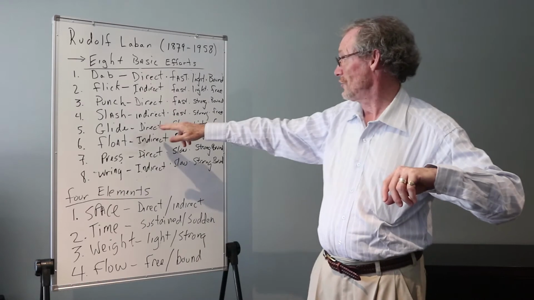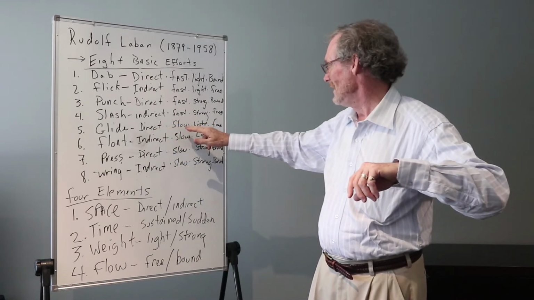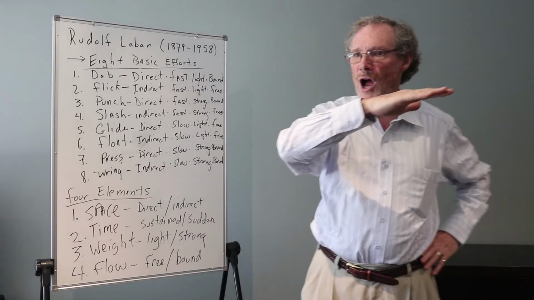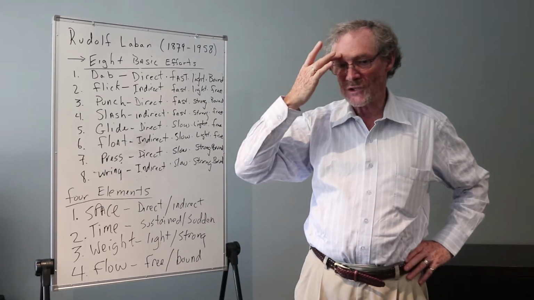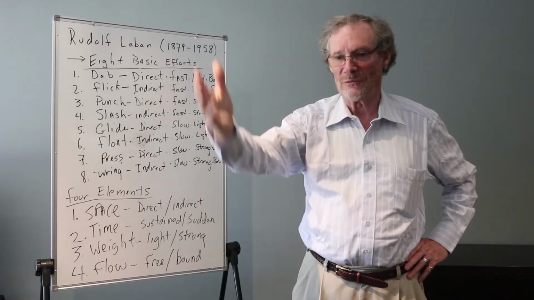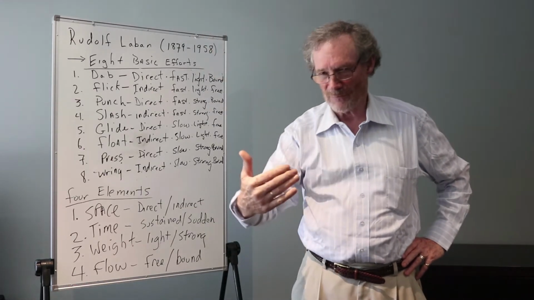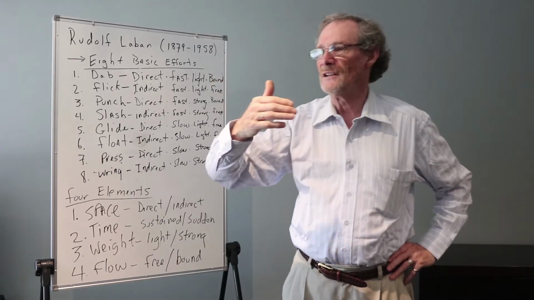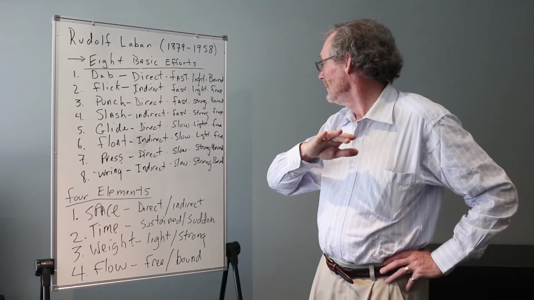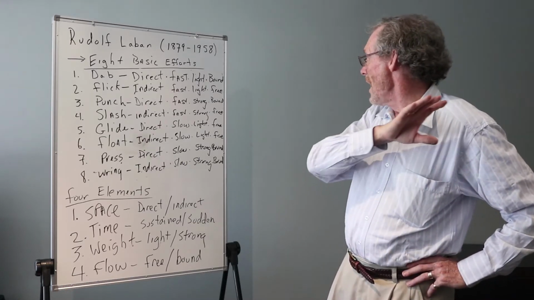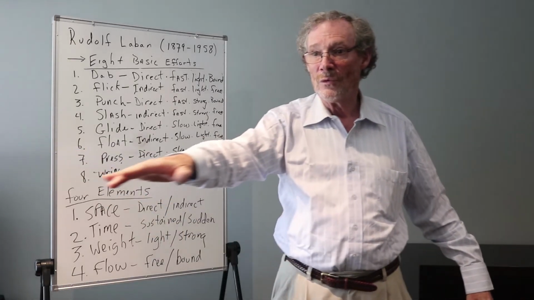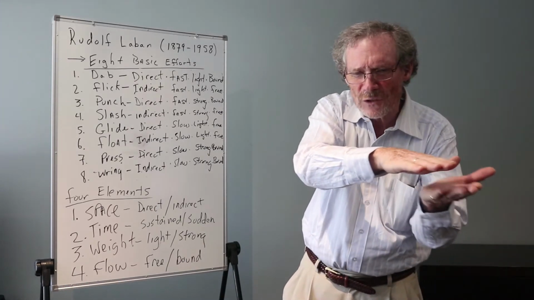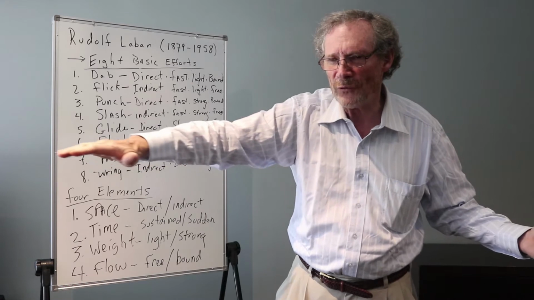Glide is direct. It has a specific direction. It's slow, it's light, and it's not bound. So I can glide. It's as if I was thinking of skating, where I'm gliding. I'm light, and I'm slow. So I have this sense of like rubbing my hand across a smooth surface table. It's beautifully finished and polished.